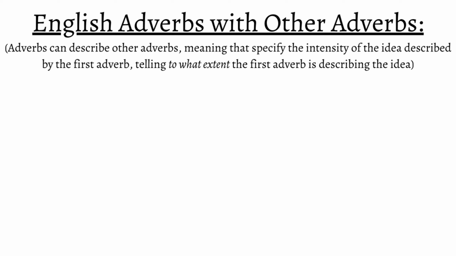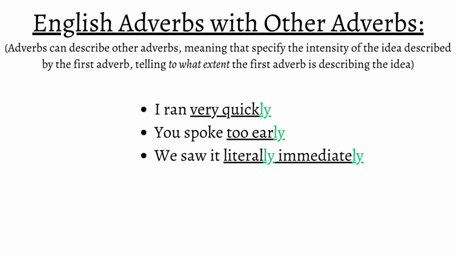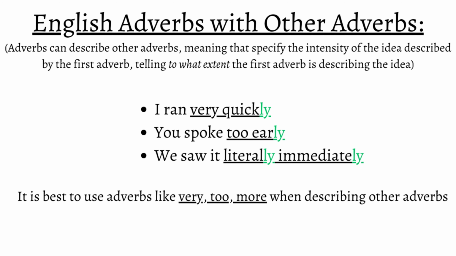Then, adverbs describe other adverbs that specify the intensity of the idea described by the first adverb, telling to what extent the first adverb is describing the idea. Some examples are, I ran very quickly. You spoke too early. And we saw it literally immediately. While there is no limit on how many adverbs can be used to describe other adverbs, it is best to not overuse them, and even when they are used, adverbs like very, too, and more are the best to use.